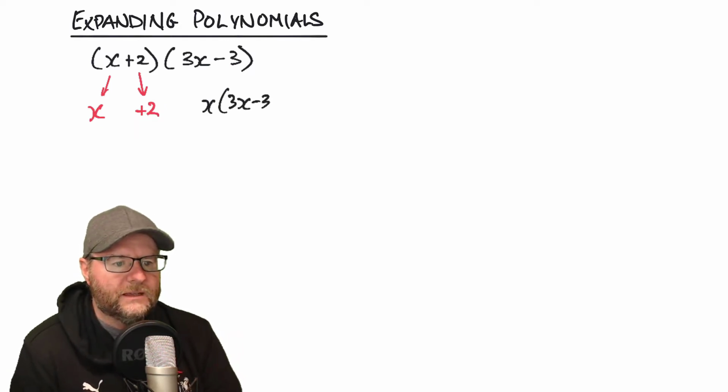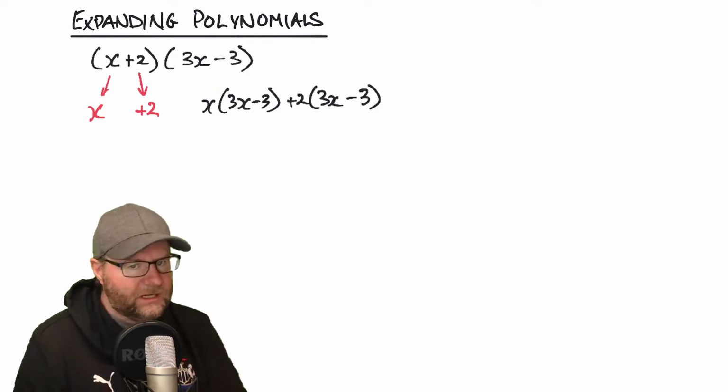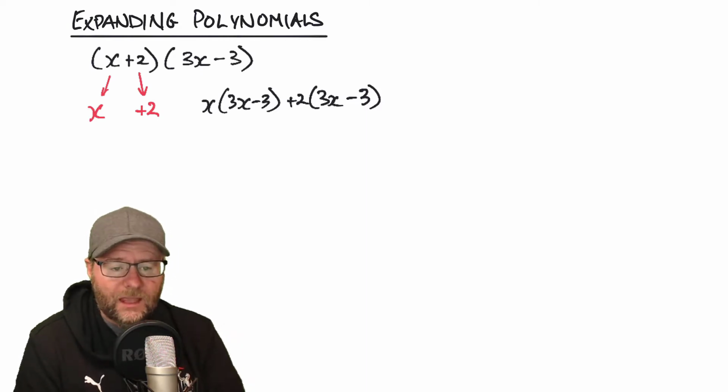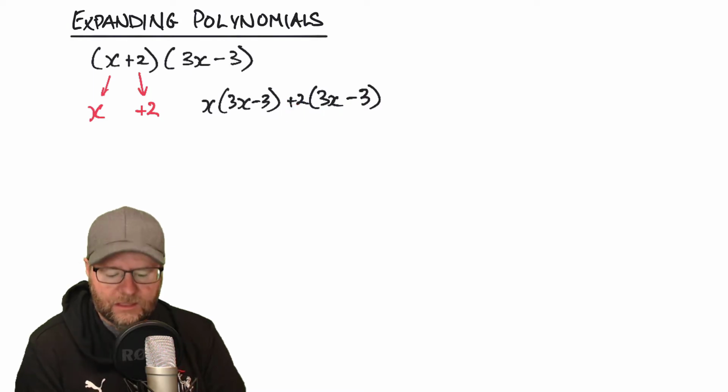So let's do that. I'm going to take my x from here and multiply it by the second expression. And then I'm going to take the plus 2 and also multiply it by the second expression. Hopefully nothing new there. This is something you should have done previously. Now if I go ahead and do those expansions, I do x times 3x, x times negative 3. I multiply these two, and then I multiply these two.